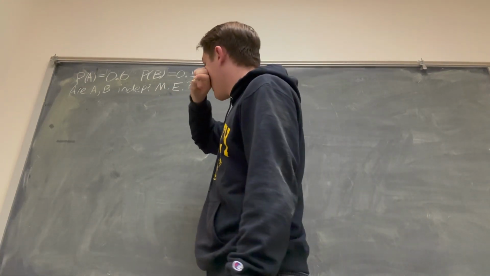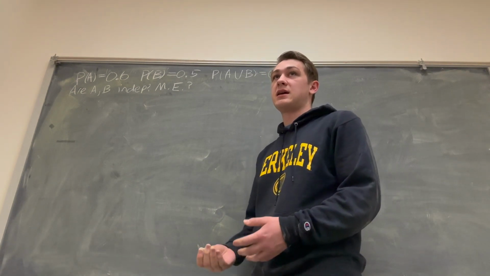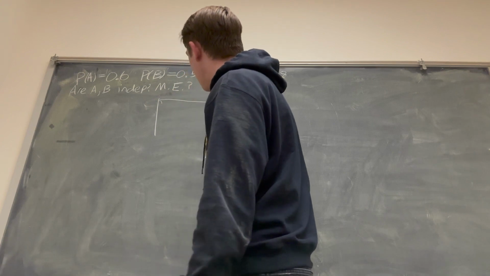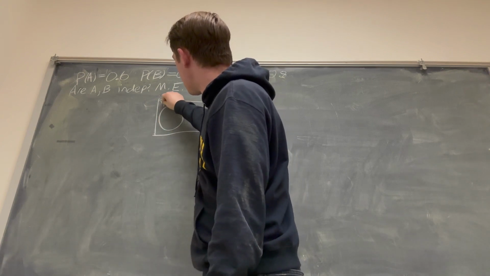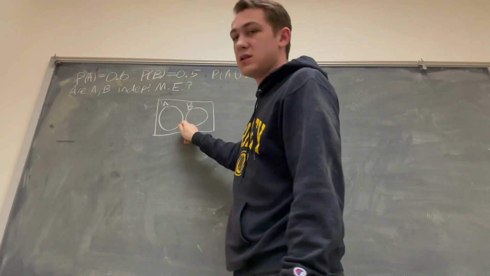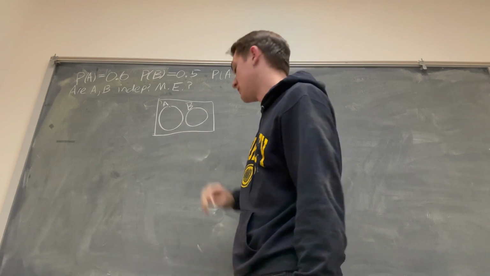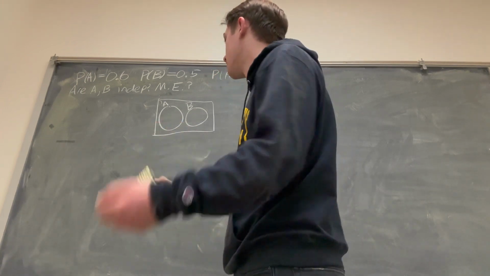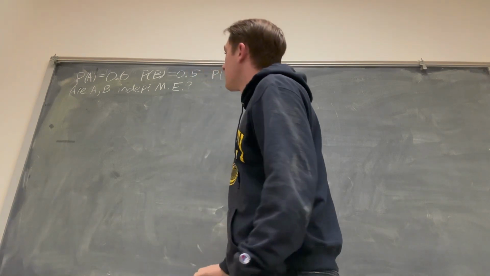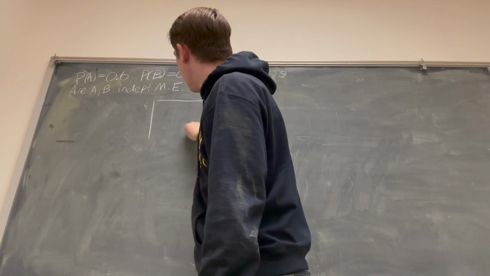For two events to be mutually exclusive, it literally just means that they can't occur at the same time. So in a Venn diagram, it would look something like this. This is event A, this is event B. See, there's no overlap. This has to be the case with any two or more mutually exclusive events. They cannot overlap.